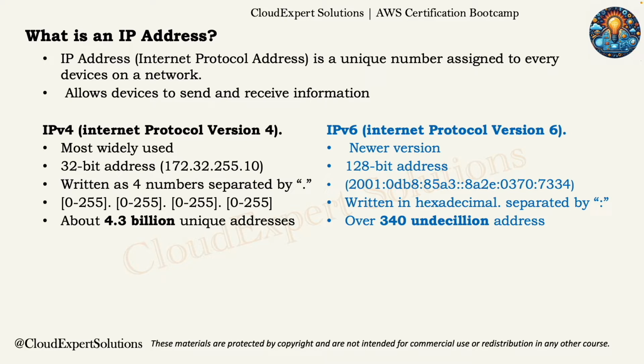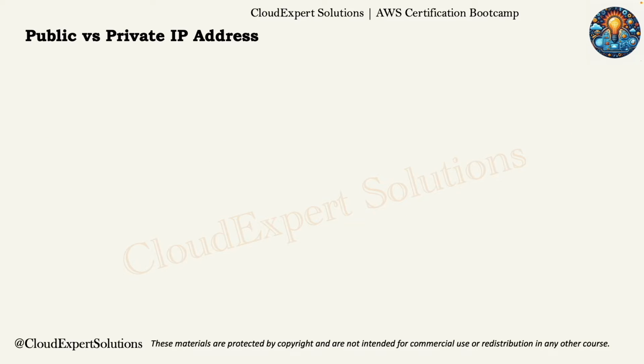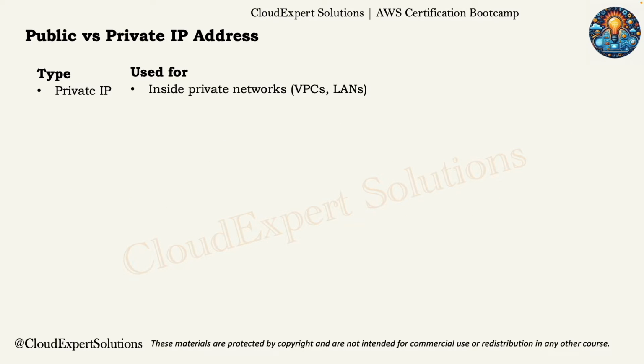Now based on the routability of the address, IP addresses can be of two types. One is private IP and the second one is public IP. Now let's understand public versus private IP. We'll start with private IP. Private IPs are used inside private networks, maybe inside your VPCs or local area network. Private IPs are not routable from the internet. And here is an example: 10.0.0.5 or 192.168.1.1. These are private IP address examples.